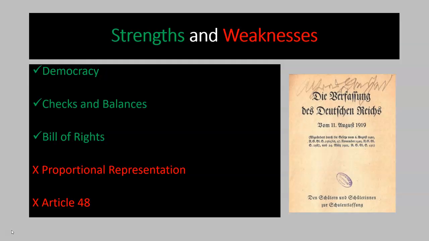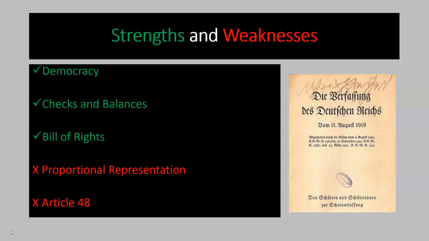First of all, it was very democratic. Elections for the Reichstag took place every 4 years, and all Germans over the age of 20 could vote. This was much more democratic than things had been under the Kaiser, and this was also more democratic than in Britain, where women had to be 30 to vote, but men only had to be 21.